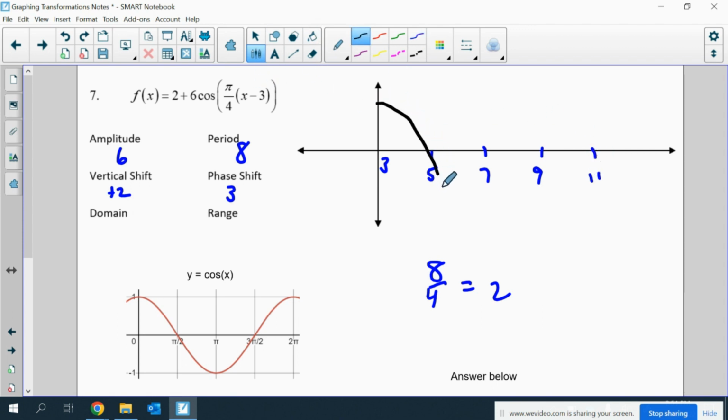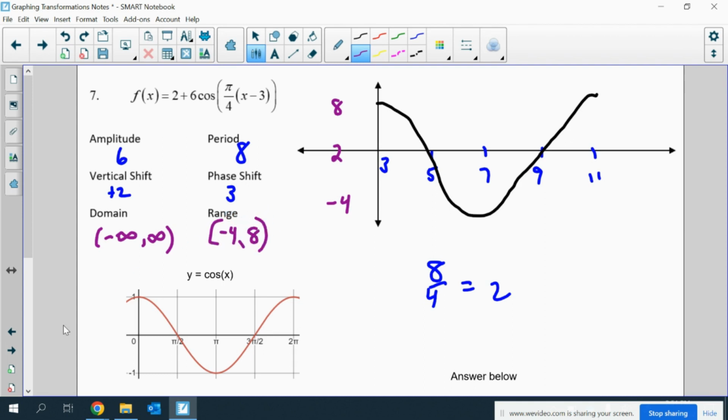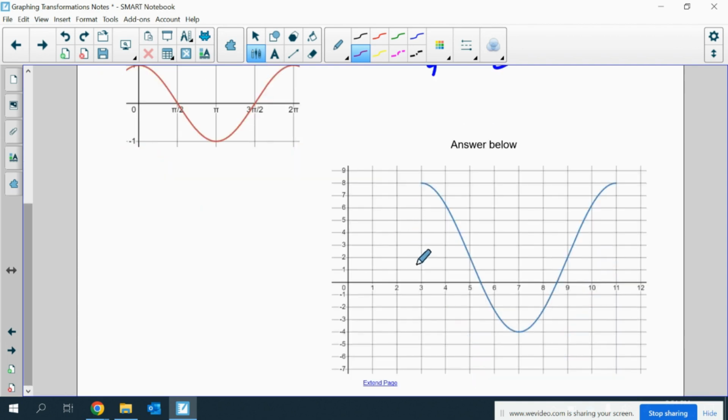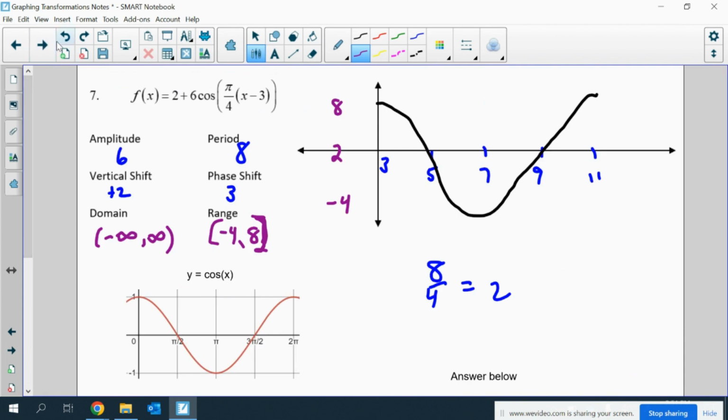Cosine looks something like this. That's really terrible, but I'm drawing on a tablet, so it's kind of hard. I shifted up 2, and then the stretch is 6. So the domain is negative infinity to infinity, and the range is negative 4 to 8. That should be a bracket. And then that's kind of what my graph looks like. Negative 4 to 8 is the range, 3 to 11, and then of course it keeps going forever, and that's why the domain is negative infinity to infinity.